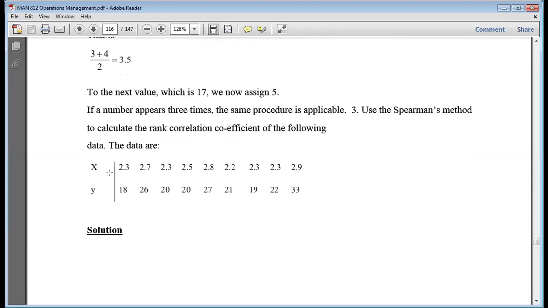This is X: 2.3, 2.7, 2.3, 2.5, 2.8, 2.3, 2, 2.3, 2. Have you seen that? 2.3 occurred 4 times.